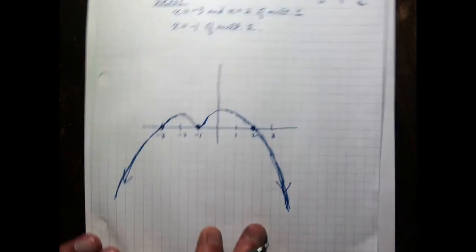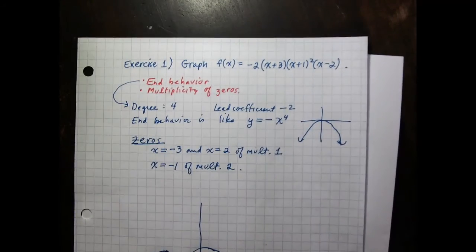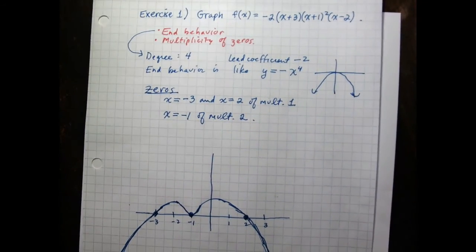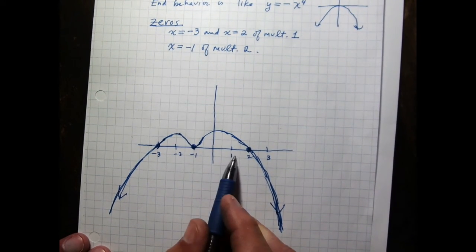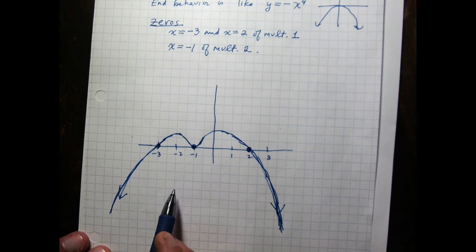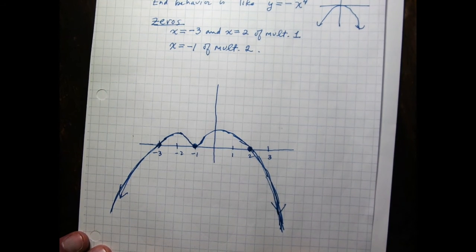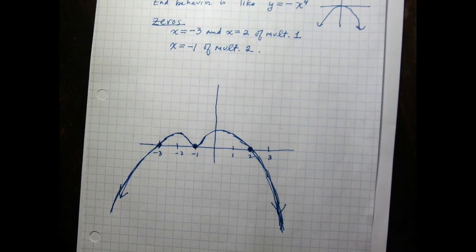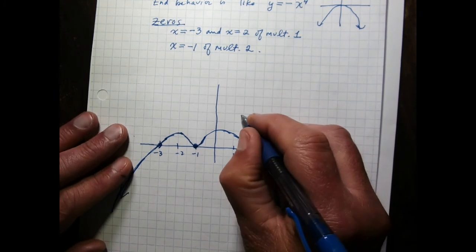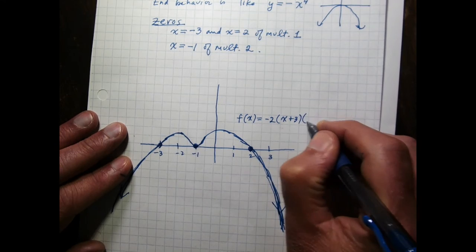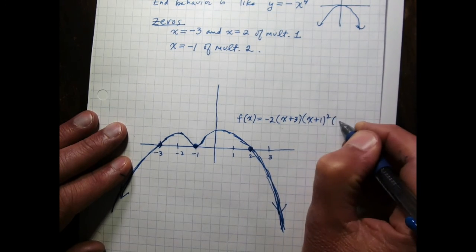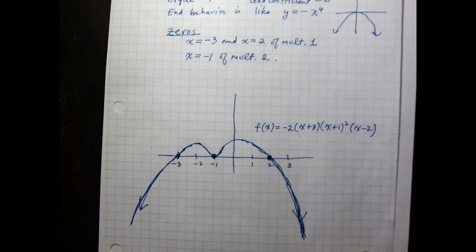So that's it. There's my rough sketch of the function in exercise 1, and that's really all we're after. We could plug in points, we could analyze, and we could look at a y-intercept more carefully, but for this portion, that's really all we want. Okay. And I think I'll do another exercise in a separate video. I want this f of x equals -2 times (x plus 3) times (x plus 1) squared times (x minus 2). There's our graph.